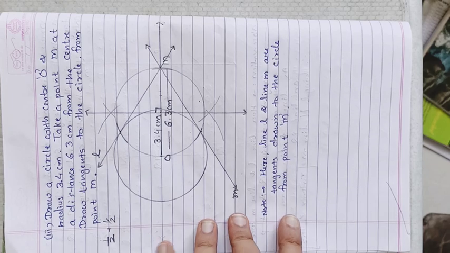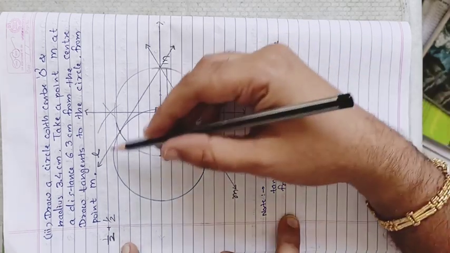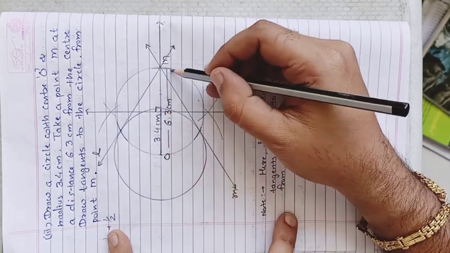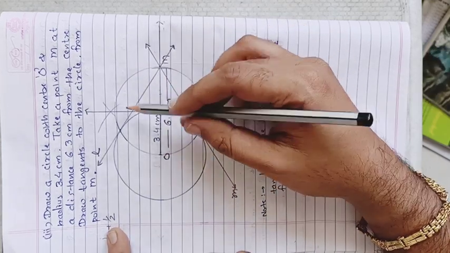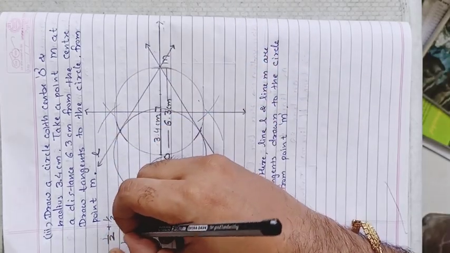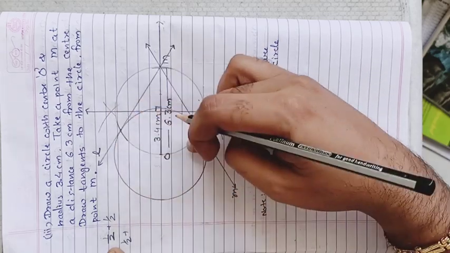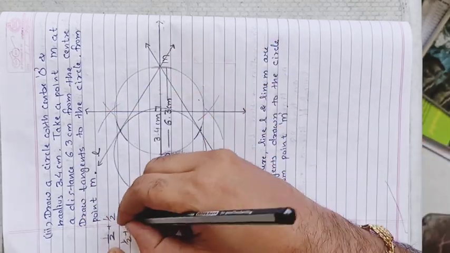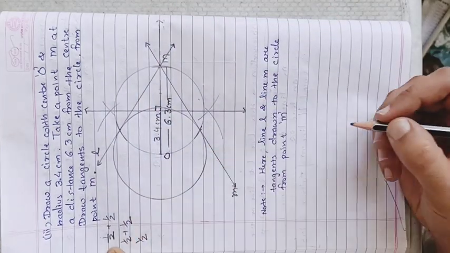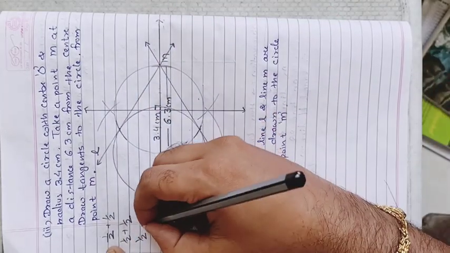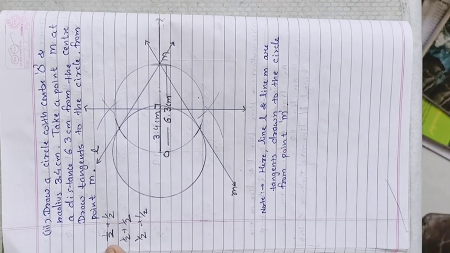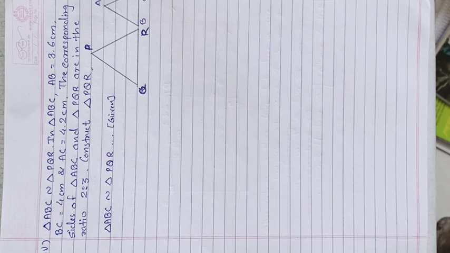So let's look at the distribution of marks. First for the circle and the radius, half mark. Then for the ray and the length, half mark. Then drawing this perpendicular bisector of OM, next half mark. Then drawing these two arcs, next half mark. Drawing these two tangents, next half mark. And for writing the note, half mark. So total 3 marks.